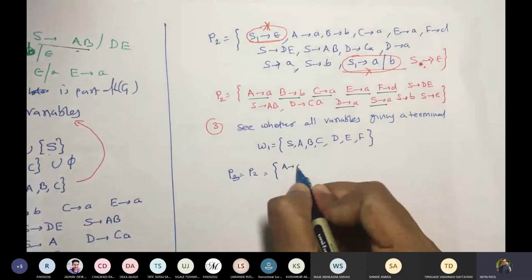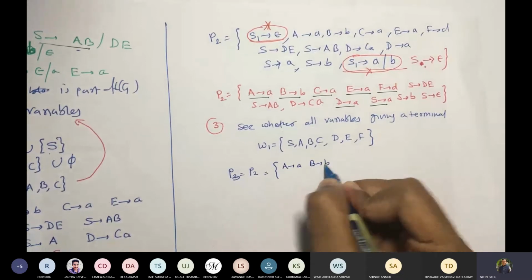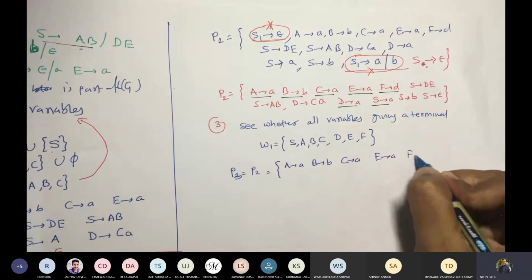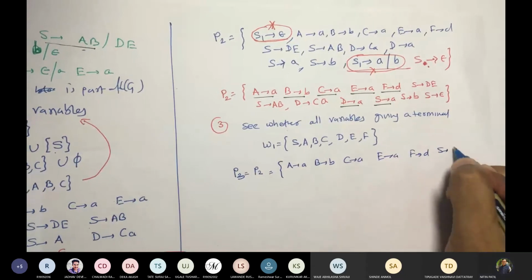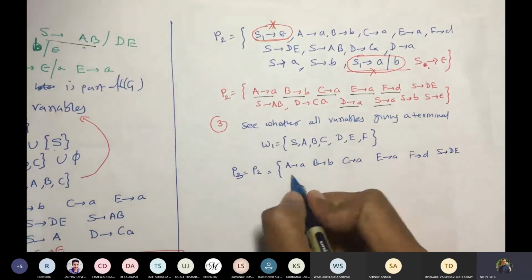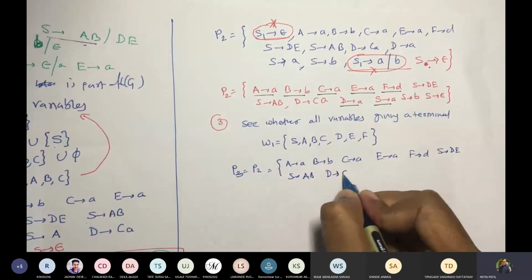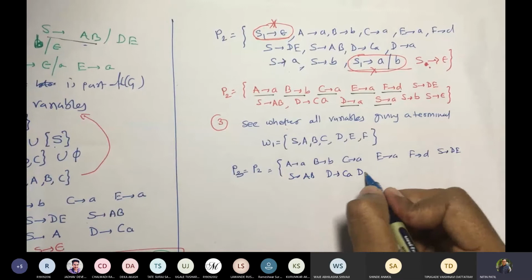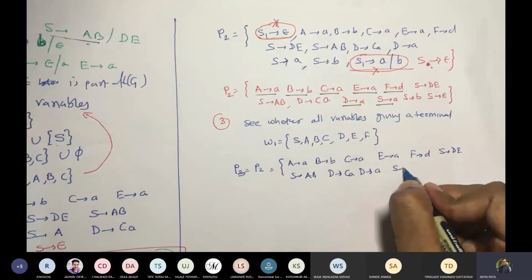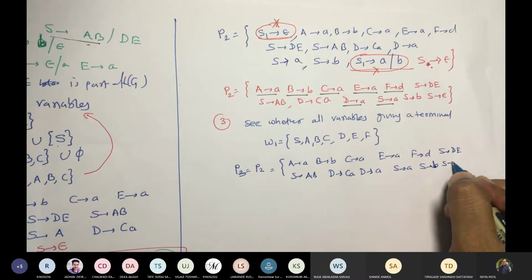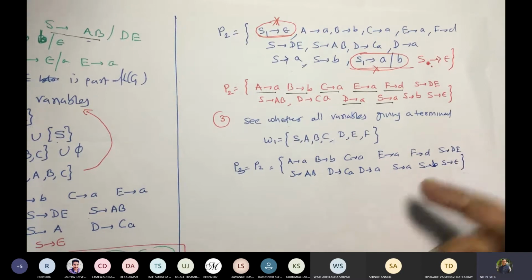So I will write it. A gives A, B gives B, C gives A, E gives A, F gives D, S gives DE, S gives AB, D gives CA, D gives A, S gives A, S gives B, and S gives epsilon.